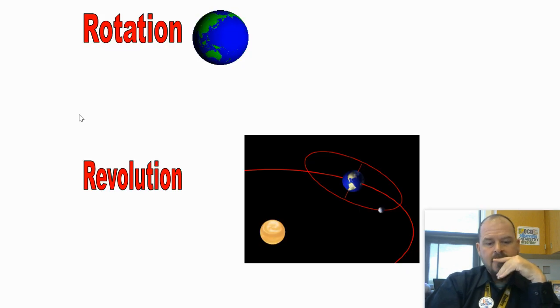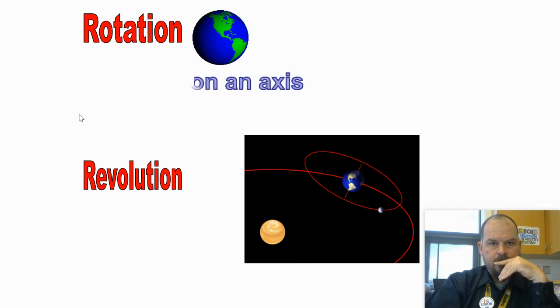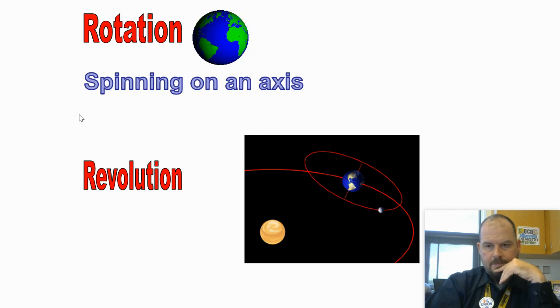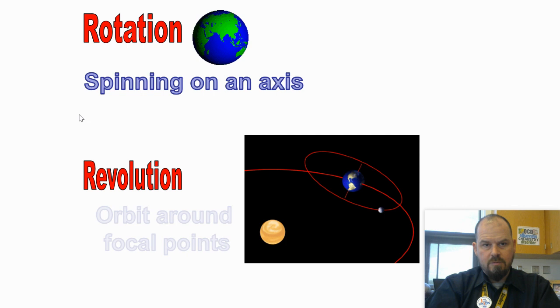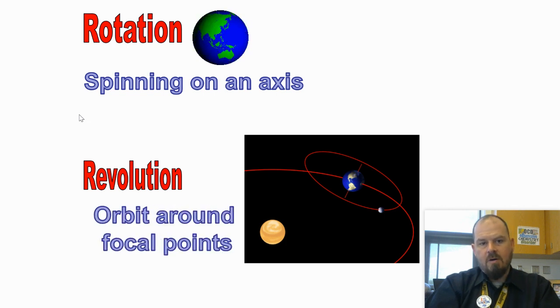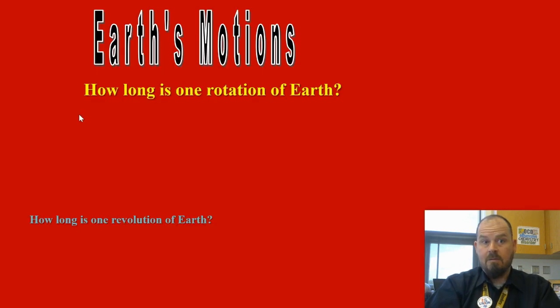So here we go. So, rotation movement. This is the spinning on an axis. Okay? We're going to go back and forth on these things, just so you know. So the movement for a revolution is orbit around focal points. We will get into the focal points because these orbits are not perfect circles. So that's why it's around focal points. Okay? Good. Now, periods. How long?